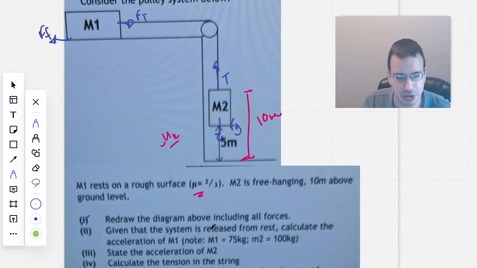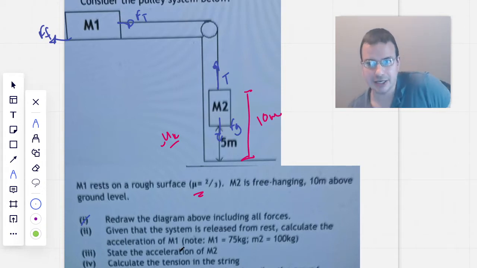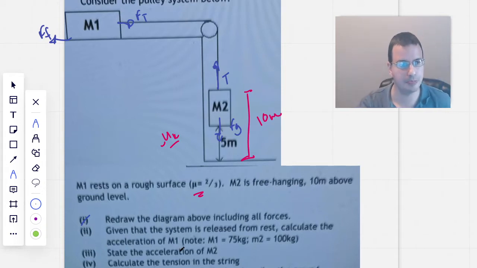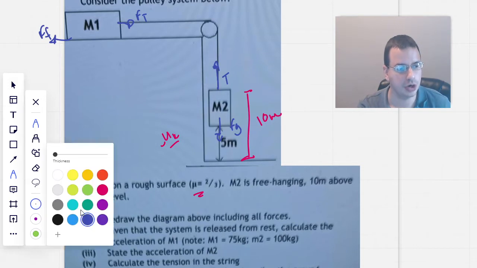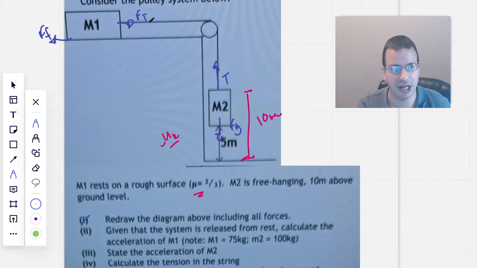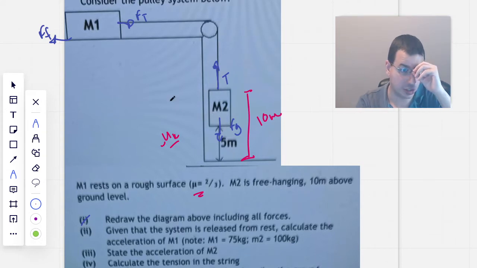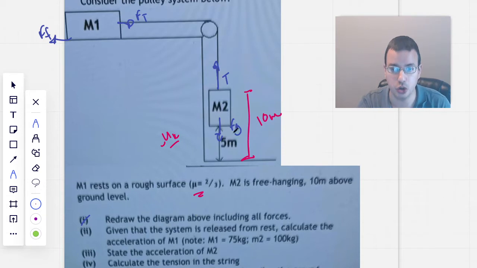Part 2, given the system is released from rest, calculate the acceleration of M1. Okay, so here's the key idea. This is kind of the heart of the problem. We're going to assume that these are connected by a taut string. There's no slack in it, and it doesn't stretch either. And so the acceleration of M1 is going to be the same as the acceleration of M2. Though the acceleration of M2 is going to be down, and this one is going to be horizontal. The magnitude will be the same.